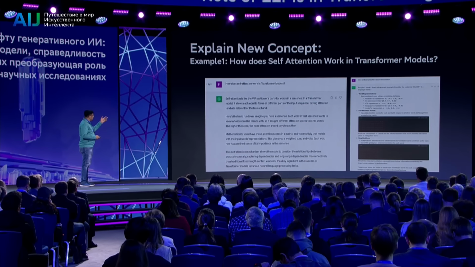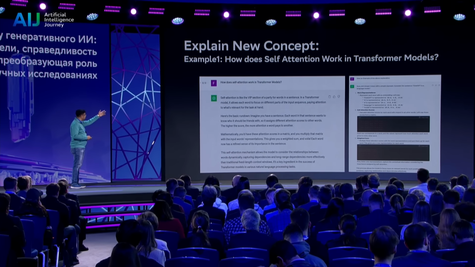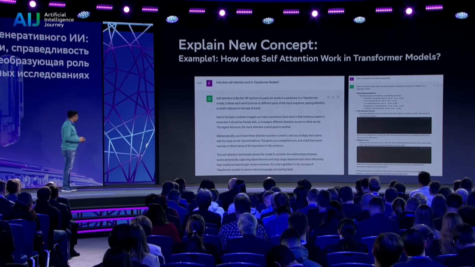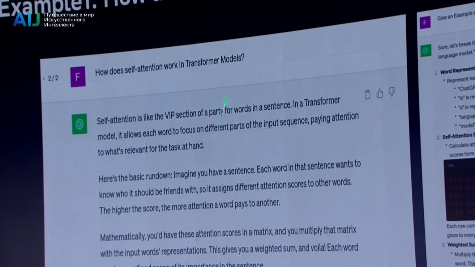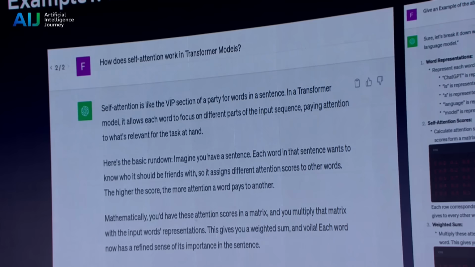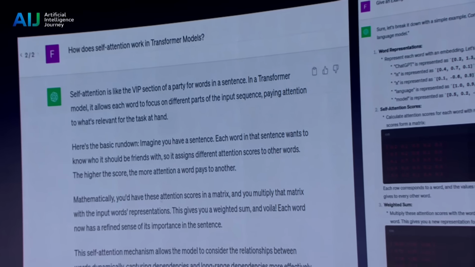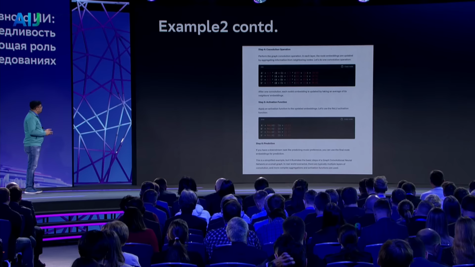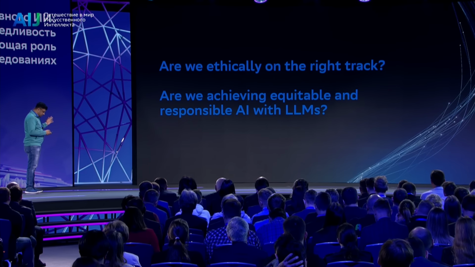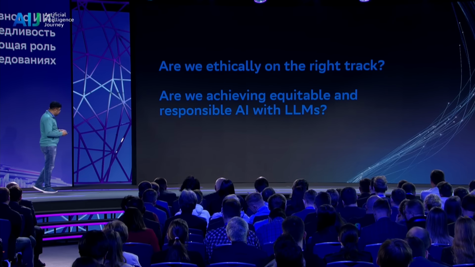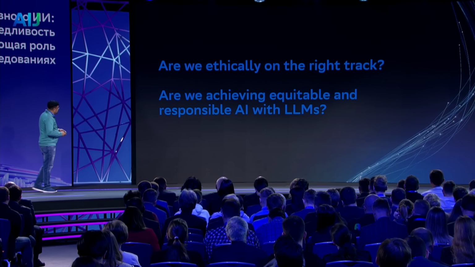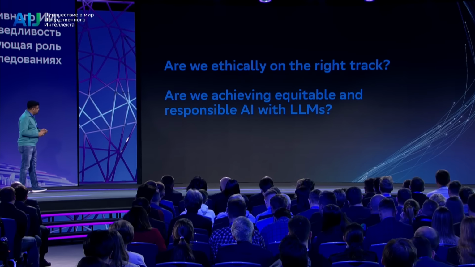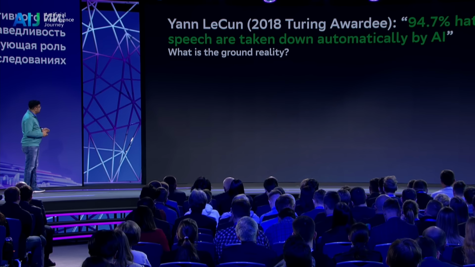Explaining a new concept, like how does self-attention work in transformer models. You prompt it and it gives you some examples, it shows you nice illustrations and so on. Okay? So this way we can use it for scientific research, but we need to remember: are we ethically on the right track? Are we achieving equitable and responsible AI with LLMs? The answer is mostly no.